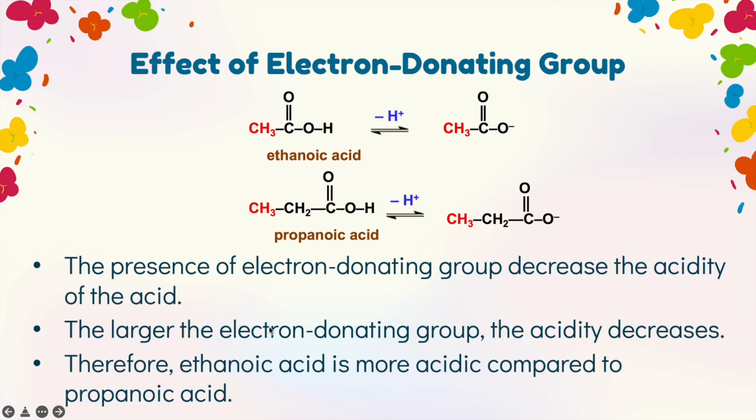So ethanoic acid is more acidic compared to propanoic acid. Here the ability to release H+ in ethanoic acid is higher than in propanoic acid. So it's easier to release H+ when you have a small R group.